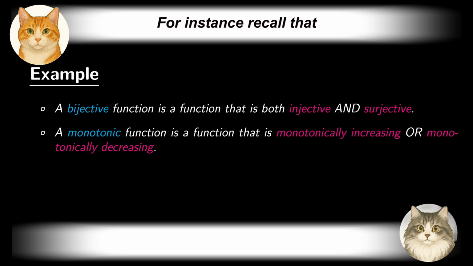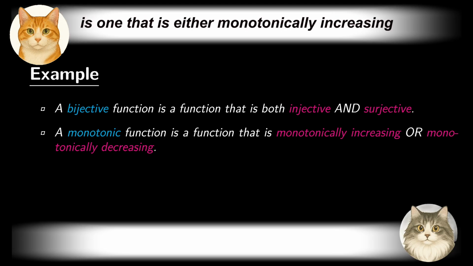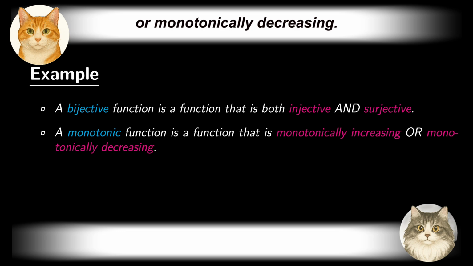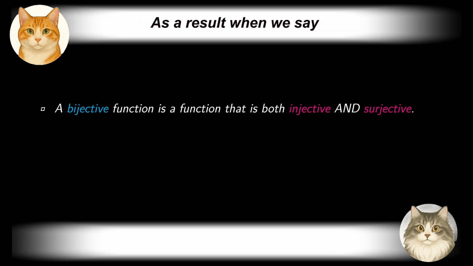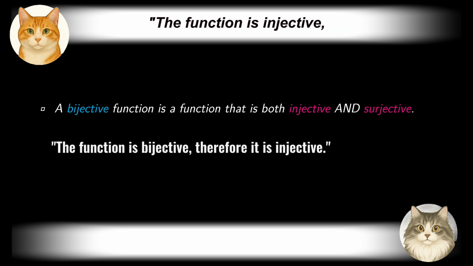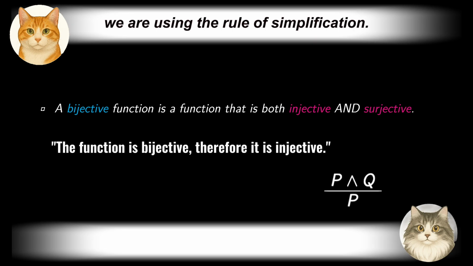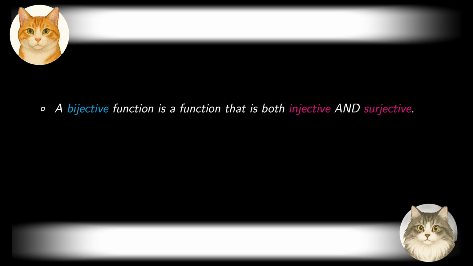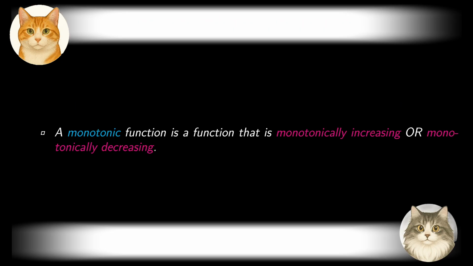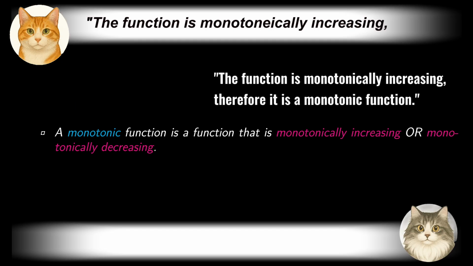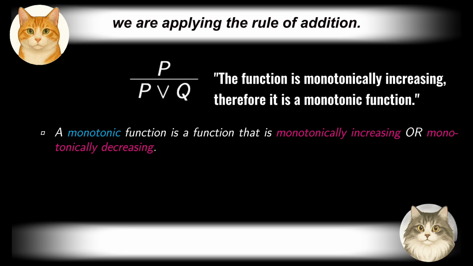Trivial as they seem to be, these rules appear everywhere in mathematical writing. For instance, recall that a bijective function is one that is both injective and surjective. A monotonic function is one that is either monotonically increasing or monotonically decreasing. As a result, when we say the function is bijective, therefore it is injective, we are using the rule of simplification. On the other hand, when we say the function is monotonically increasing, therefore it is a monotonic function, we are applying the rule of addition.